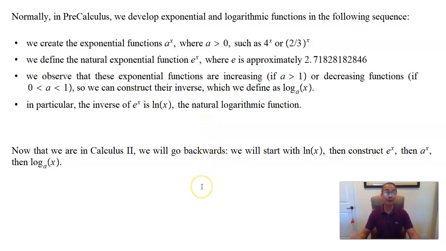However, we are no longer in pre-calculus, we are in calculus. And now we are going to go backwards. We will begin by creating ln of x. Then in the next video, we will construct e to the x. And then in the video after that, we will construct both a to the x and logarithm to the base a of x. So that is our game plan. Our first goal is to construct ln of x.